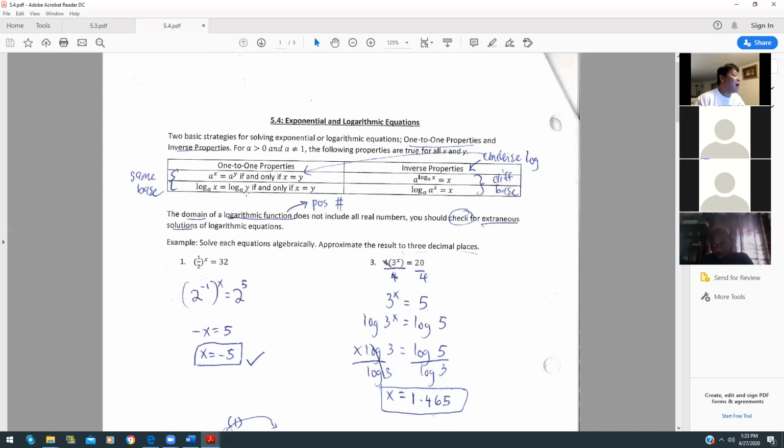And for log functions, if you have the same base, you can use the arguments, x equals y. But what happens if they are different bases? You move the base. Remember last time how we moved the base? You move the a to the other side and it becomes a power, and then you use that. But this is very important: every time you do log equations, you have to check your answers.